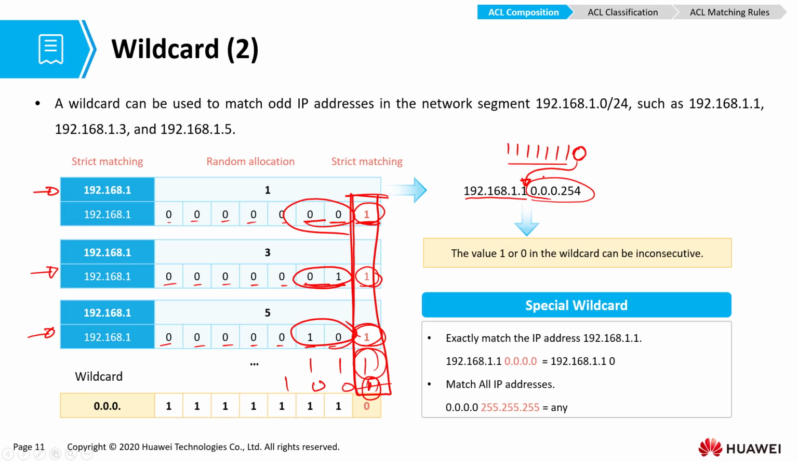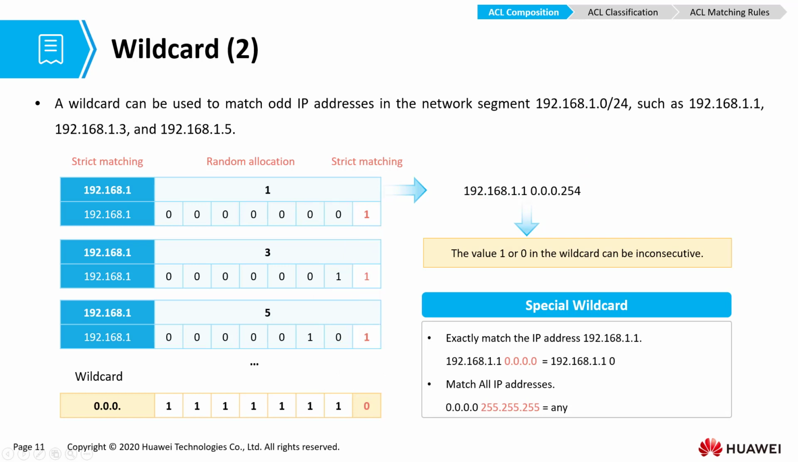IP address. Now, there are two special wildcards. One of the wildcards is the one that is all zeros, and the other wildcard is the one that is all 255s. So the wildcard that is all zeros matches a host IP, that exact specified IP only. And the wildcard that is all 255s matches all IP addresses. Those are important wildcards.